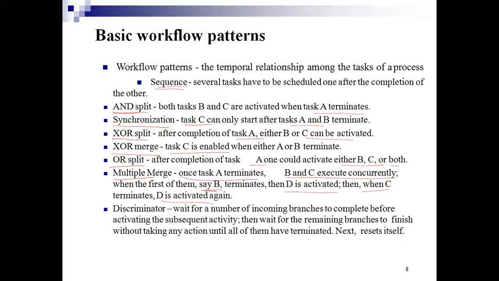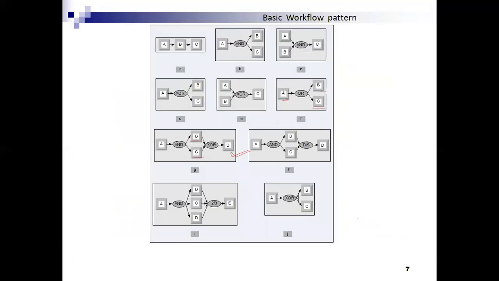Then we have the discriminator. What do we mean by discriminator? It waits for a number of incoming branches to complete before activating the subsequent activity. Then it waits for the remaining branches to finish without taking any action until all of them have terminated. Next it will be reset. Just look at this diagram.